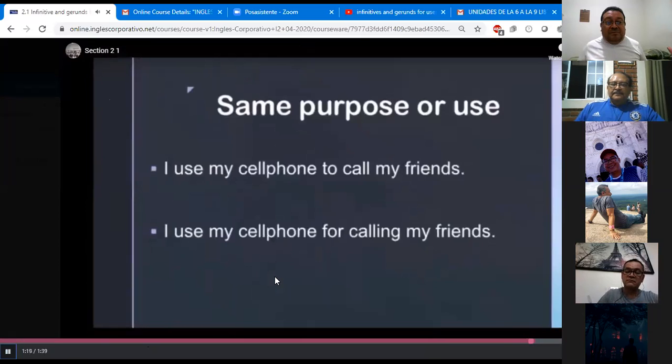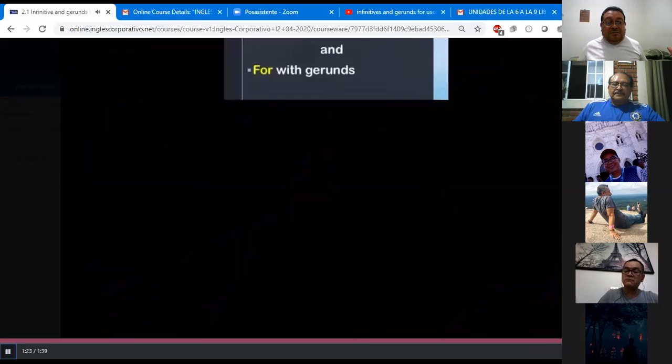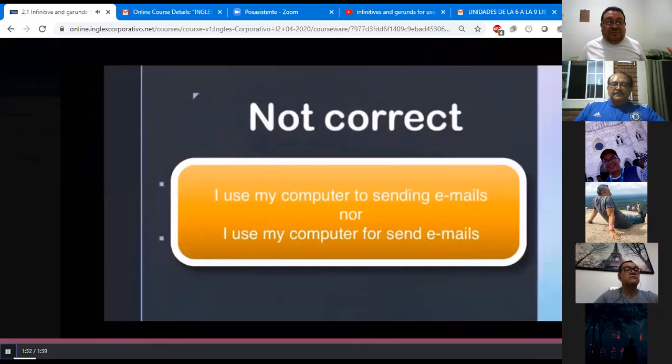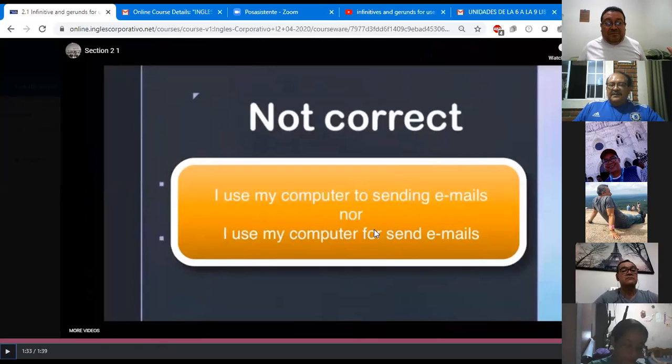Notice that in both examples, the purpose or use is the same. It is also important to notice that when using infinitives, we must use the particle to before the verb, and when we use gerunds, we use the word for. You can't say, I use my computer to sending email. This is incorrect. After for, always we use the verb in ing. Thank you for coming. Thank you for telling me the truth. Thank you for listening. Thank you for updating me with the information. So these are different forms to use the verb: to send, for sending. The forms "to sending" and "for send" are incorrect. Nor "I use my computer for send emails."